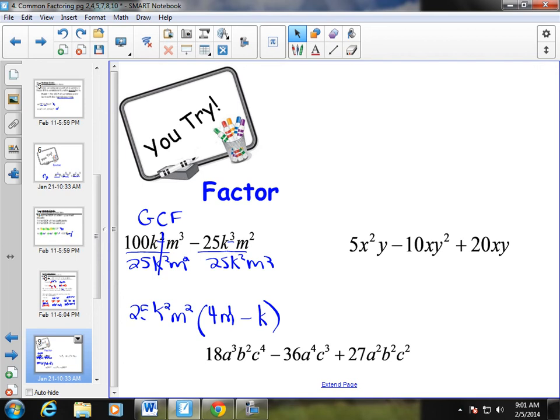25 divided by 25 gives me negative 1, which is right here. I have a k cubed, a k squared, so 3 minus 2 gives me 1k. And my m squareds cancel out because it's 2 minus 2.